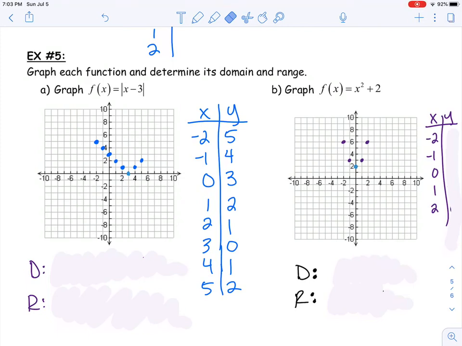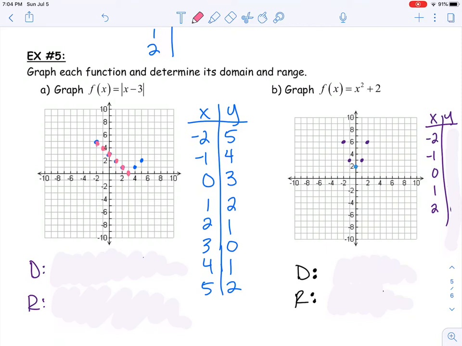And then go over there and plot your points. I've got a point at negative 2, 5. I have a point at negative 1, 4. Whoop, I just erased it. I have a point at 0, 3, and 1, 2, and 2, 1, and what is this one? 3, 0.